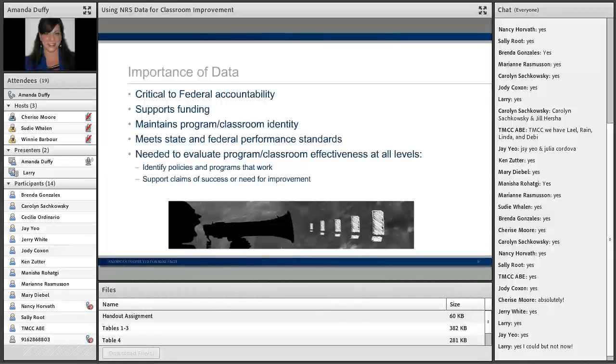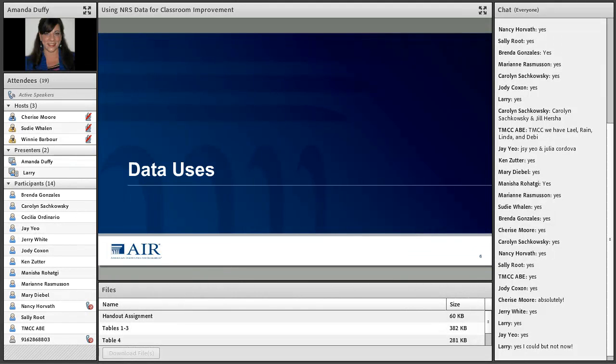So I just did a quick, big picture overview of what data is and why it's important. I just want to pause here for a second before we move on to uses of data and ask if you have any questions or comments that you want to put in the chat pod. All right, I don't see any questions or comments, so I'm going to move on.